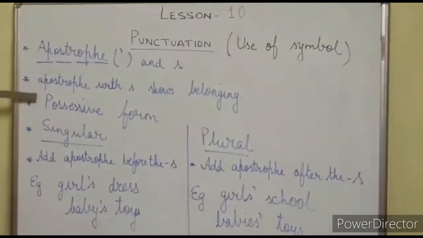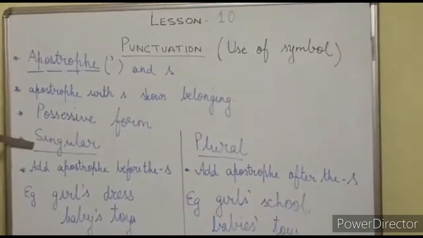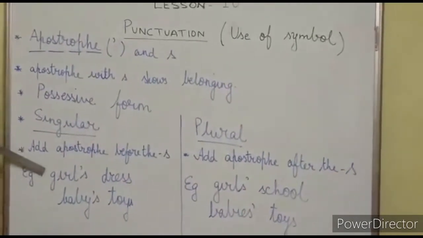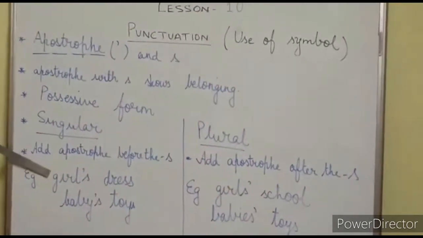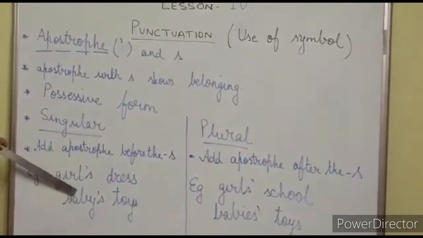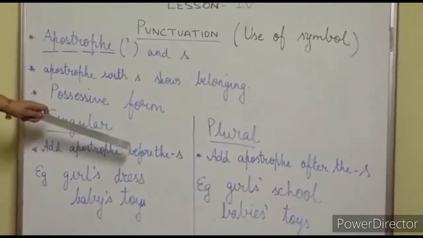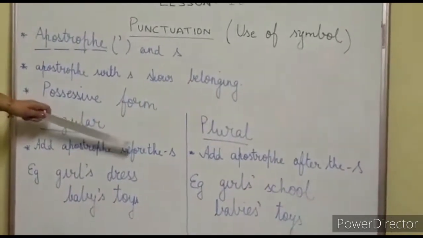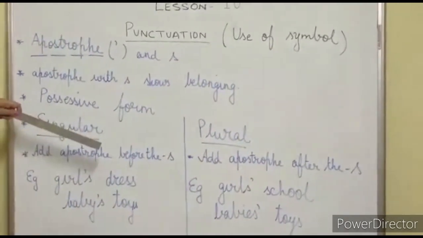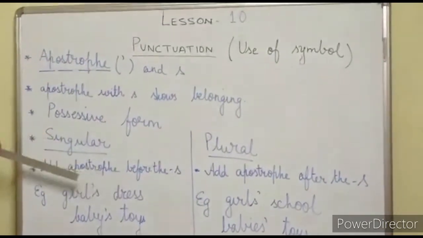Apostrophe when it is used in possessive forms. Now in singular case, always keep in your mind, add apostrophe before the S. Like girl's dress, one girl, since it is placed here. Baby's toys, one baby, so it is placed here. And please have a look at the plural form. Add apostrophe after the S. Like girls' school. So seeing that position of apostrophe only, we have to keep in our mind that it is plural. And babies, the word babies is plural, and the apostrophe is placed after S, so it is plural form.